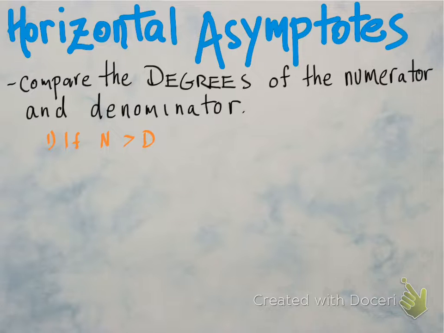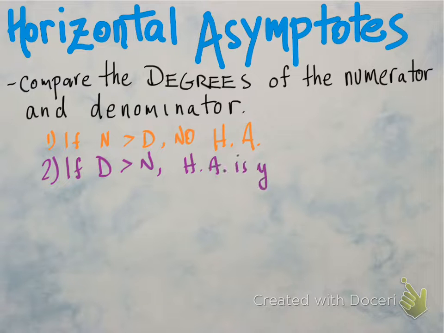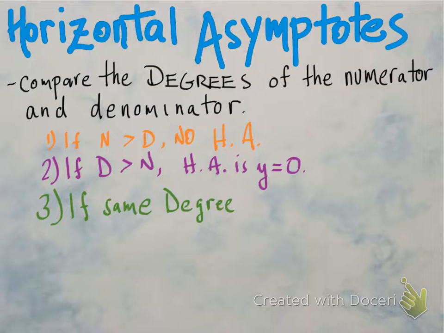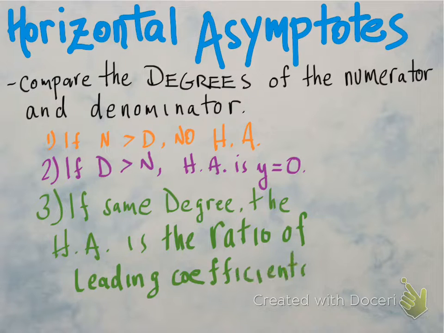If you think about that, there's really only three situations possible. The first situation is if the numerator's degree is greater than the denominator's degree. In that case, there is no horizontal asymptote. The next possibility is if the denominator's degree is greater than the numerator's degree. In that case, the horizontal asymptote is the equation y equals 0. The last possible situation is if the numerator and denominator have the same degree. In that case, the horizontal asymptote is the ratio of the leading coefficients. We'll show you what that looks like a little bit later on. So that's how you find the horizontal asymptotes, by comparing the degrees.